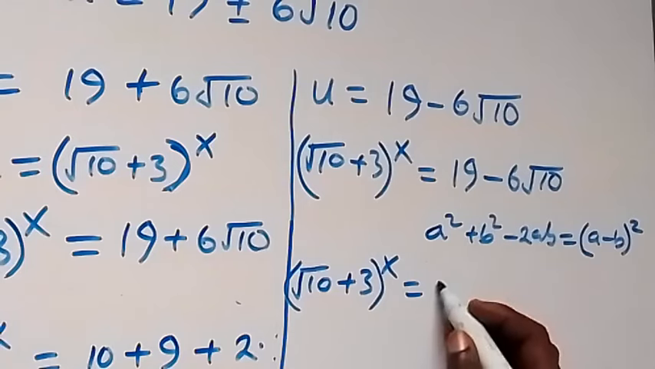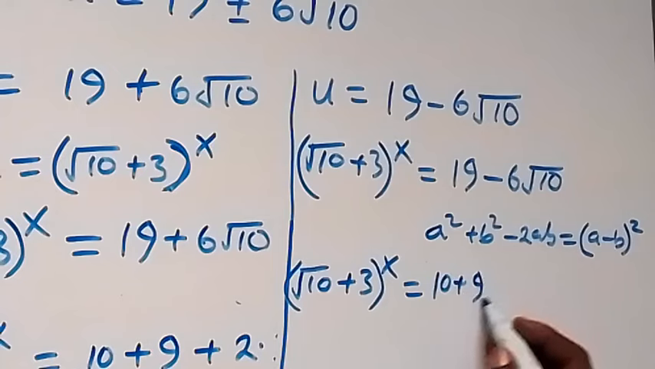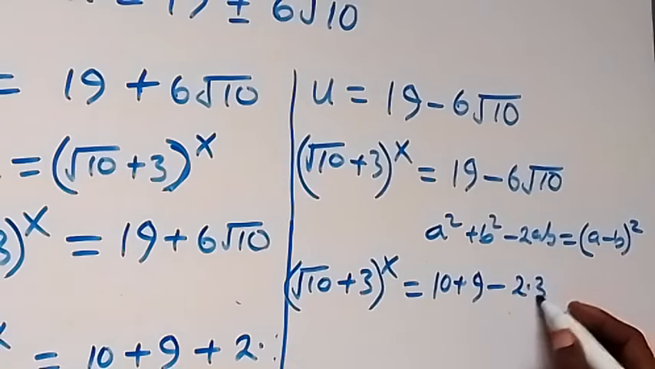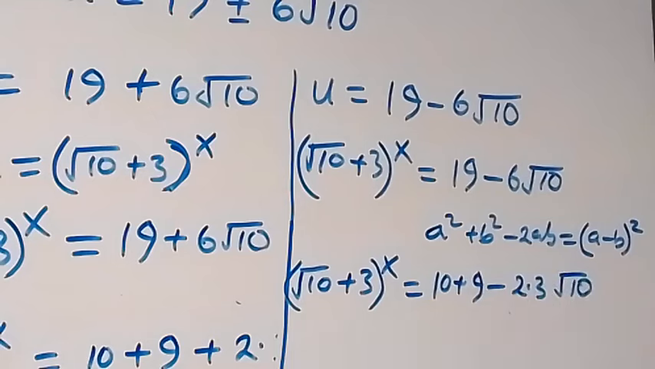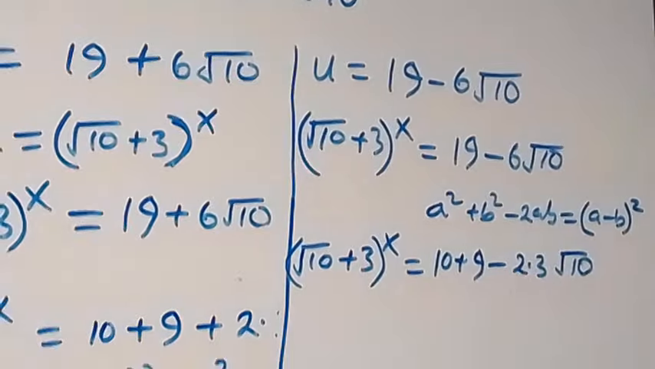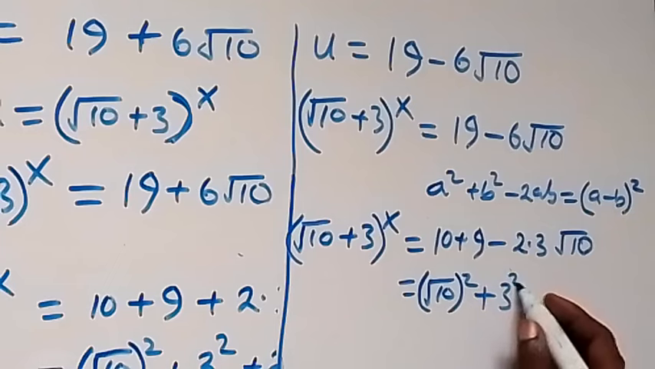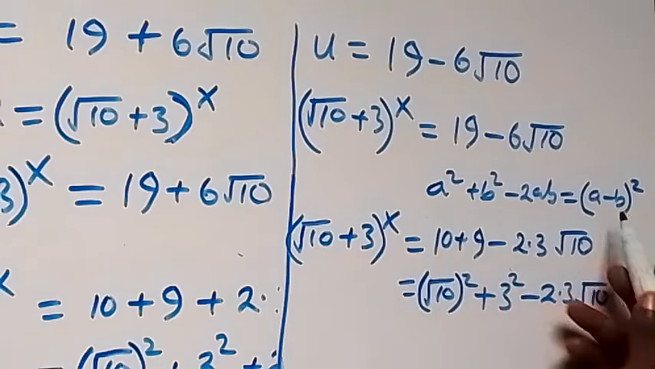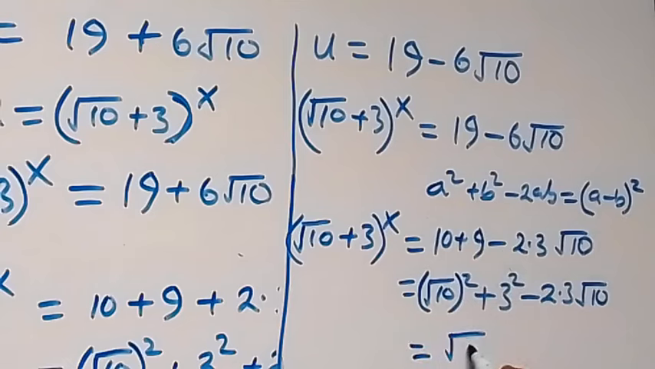also from here, 19 is 10 plus 9, then minus 6, which can be written as 2 times 3 times root 10. Here, 10 is also root 10 square, and 9 is also 3 square, then minus 2 times 3 times root 10. When we compare this with this, root 10 is serving as a and 3 is serving as b. So we can easily write this as root 10 minus 3, then all square.